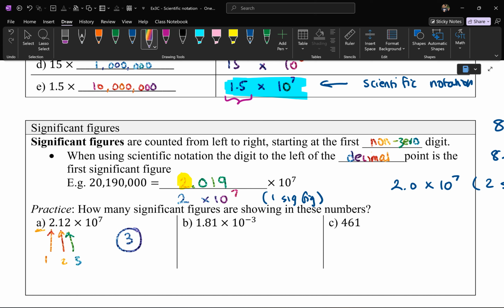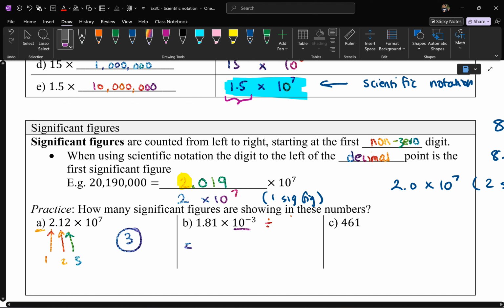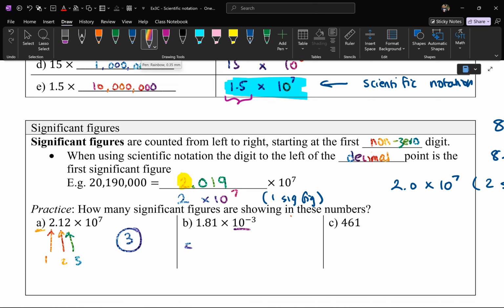Next one. How many significant figures are shown here? Now remember, you can write this in its proper number, so basic numeral. 10 to the power of negative 3 is the same thing as saying divide this by, or times it by 1 over, 10 to the power of 3, which is 1,000. Very good. So it should be 1 over 10 to the power of 3 is 1,000. So if you take this number divided by 1,000, what do you get? You get 0.00181. Now just looking at that basic numeral, what is your number of significant figures?